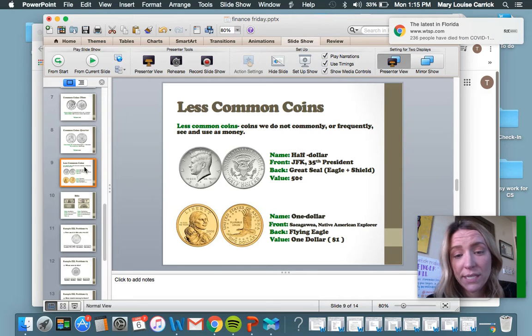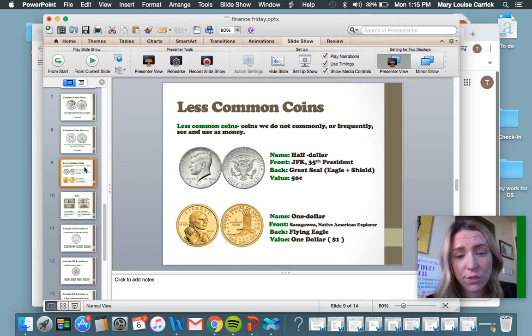It's worth what it says it is. It's worth half of a dollar, so it's worth 50 cents. On the front, we have JFK, or John F. Kennedy. He was our 35th president. He was assassinated. On the back, we have our Great Seal with an eagle and a shield on it. And that is our 50 cent coin.